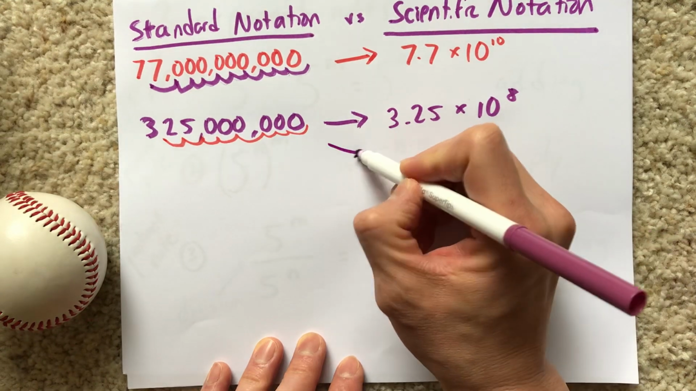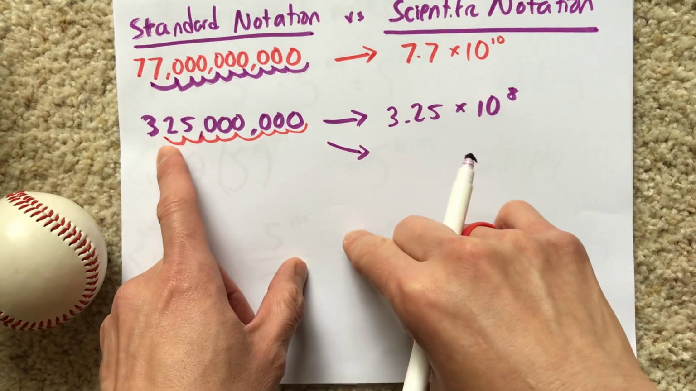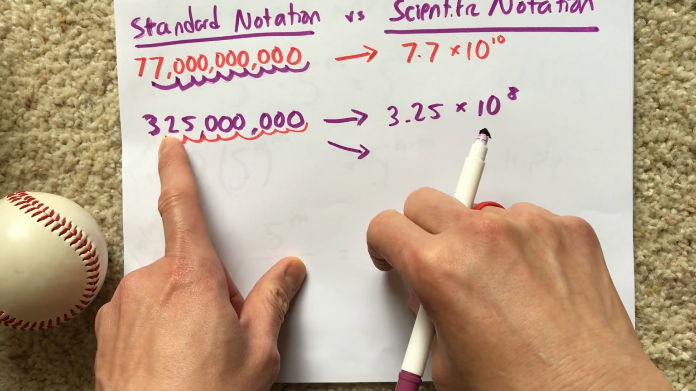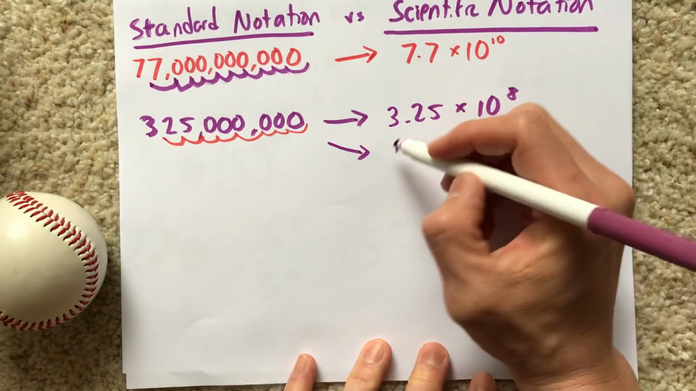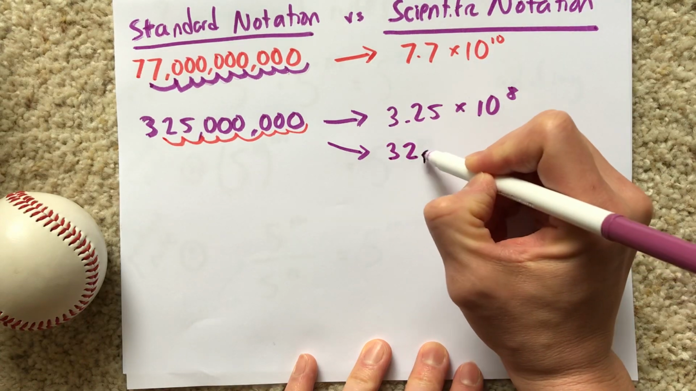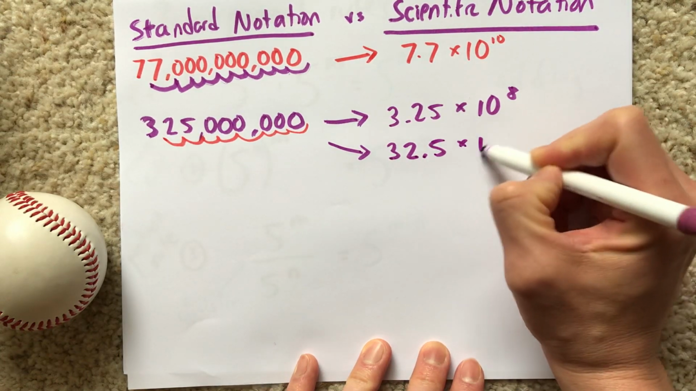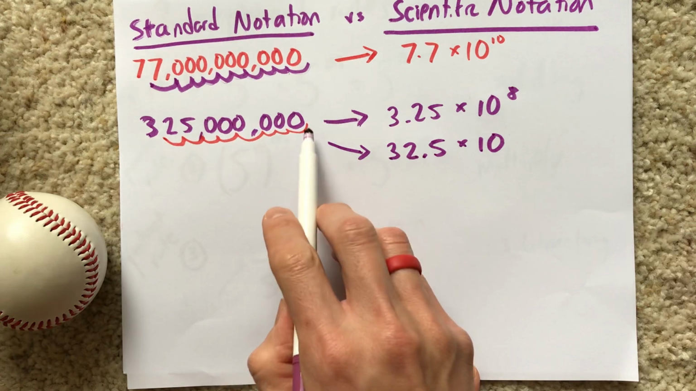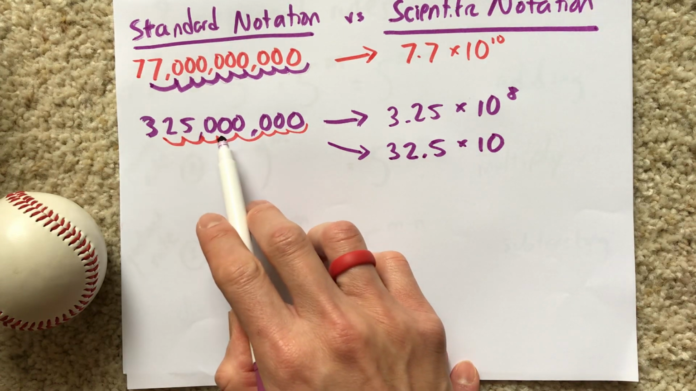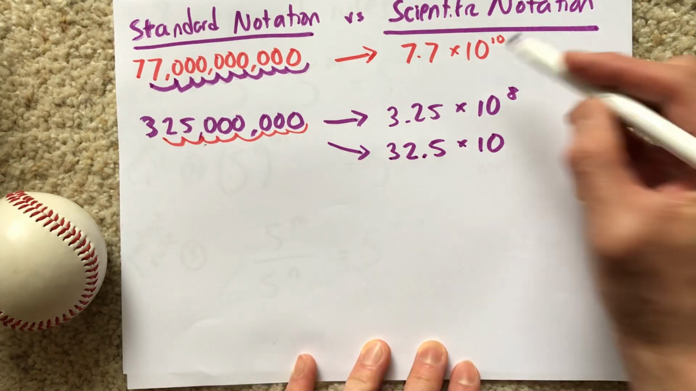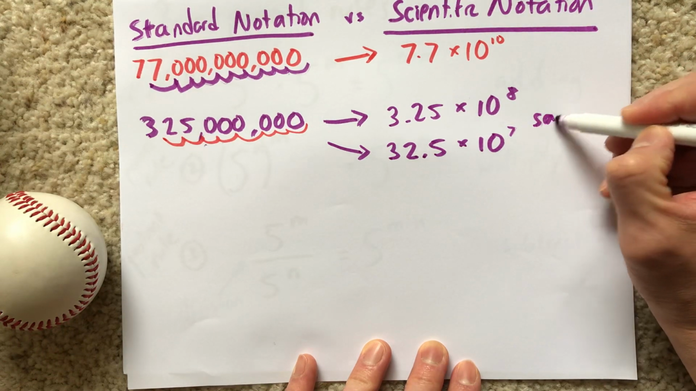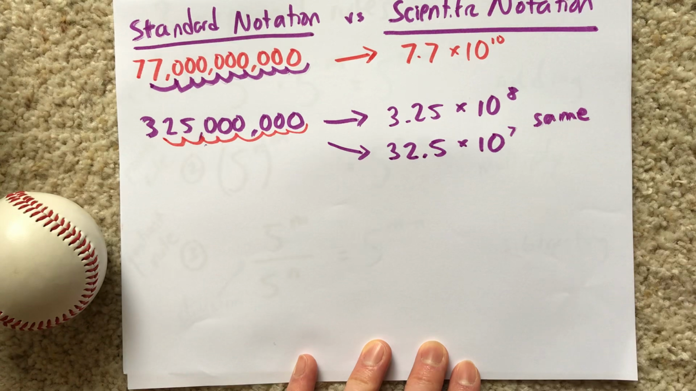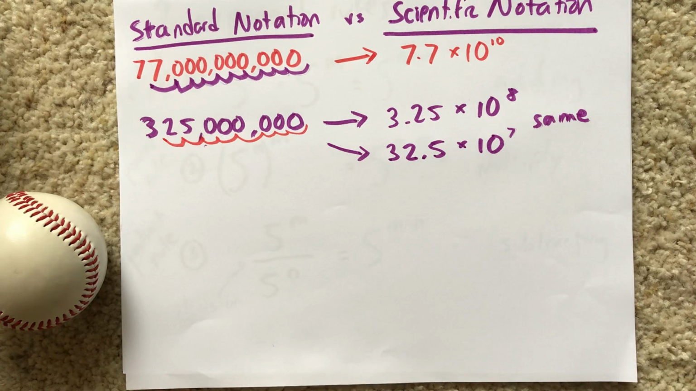Maybe you might be asking, how come I moved it all the way to between the 3 and the 2? Why don't I just leave it between the 2 and the 5? You can do that. You could do 2.5 times 10 to the, count how many spaces we moved, 1, 2, 3, 4, 5, 6, 7, to the 7th power right there. So these two are the same.